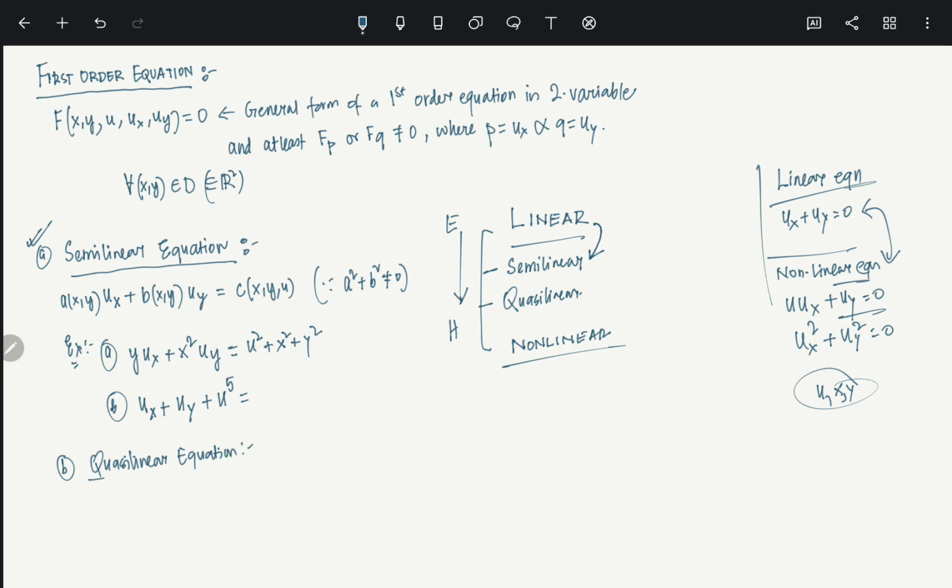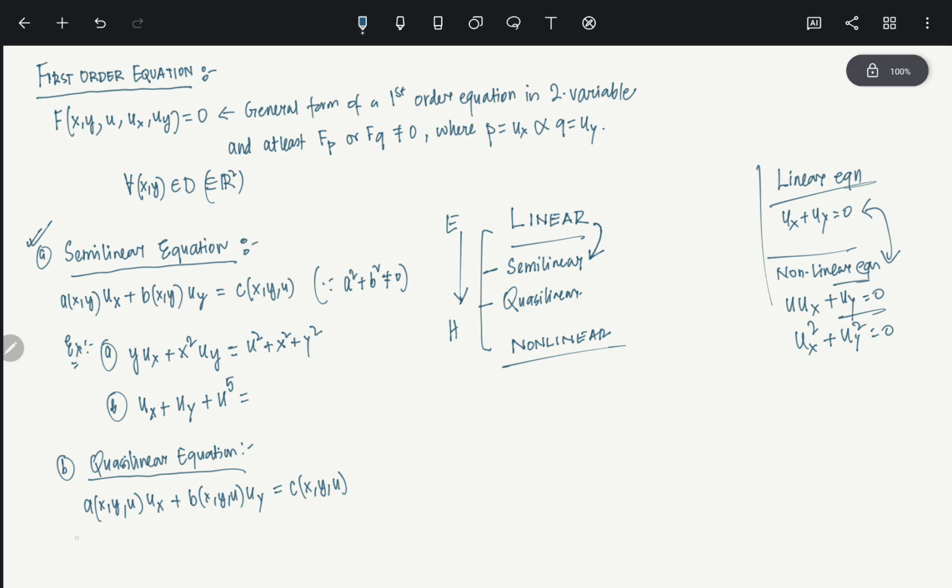Quasi-linear equation, so what is it? Basically it will look very much like a semi-linear equation, except the fact that this a can be a function of u also. So a earlier was a function of x and y, here it can be a function of u also. Okay, so it should look like this: b of x y u, u of y equals c of x y u. Okay, see now with respect to the highest order, basically here ux or uy, the coefficient of it can contain u but not ux or uy. Is it okay?